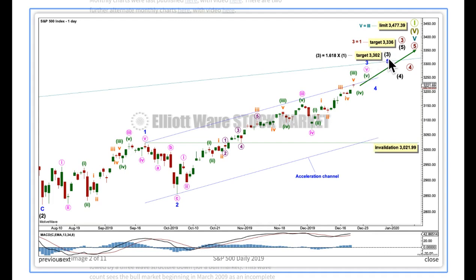The target for intermediate wave 3 remains the same, for it to reach 1.618, the length of intermediate wave 1. And the target for primary 3 also remains the same. Along the way up to complete intermediate 5, I am expecting 1, 2, 3 big fourth wave corrections, getting bigger as we move to higher wave degrees. But I don't think we're quite there yet.